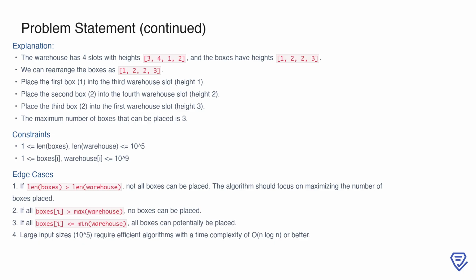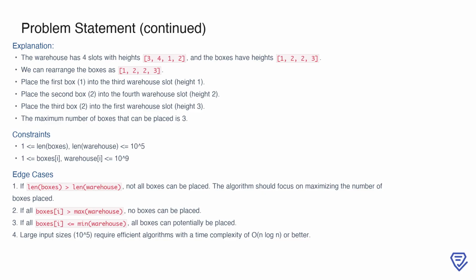Now, let's look at another example. If the boxes array is 1, 2, 2, 3, and the warehouse array is 3, 4, 1, 2, we can rearrange the boxes as 1, 2, 2, 3. First, the box with height 1 can be placed into the third slot of the warehouse, which has a height of 1. Then, the box with height 2 can be placed into the fourth slot with height 2. Finally, another box with height 2 can be placed into the first slot with height 3. In this case, the maximum number of boxes we can fit is 3.